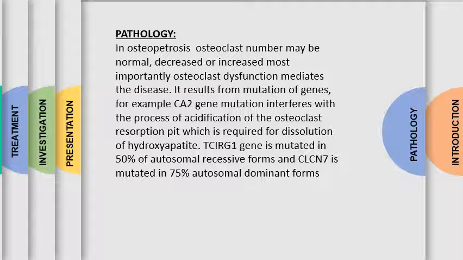Okay, so in osteopetrosis, osteoclast number may be normal, decreased, or increased. Most importantly, osteoclast dysfunction mediates the disease. It results from mutation of genes, for example, carbonic anhydrase 2 gene mutation interferes with the process of acidification of the osteoclast resorption pit, which is required for dissolution of hydroxyapatite. This step is important for bone remodeling as new bone replaces old bone, but in this condition, osteoblast keeps on depositing new bone over the older one. TCIRG1 gene is mutated in 50% of autosomal recessive forms, and CLCN7 is mutated in 75% of autosomal dominant forms.